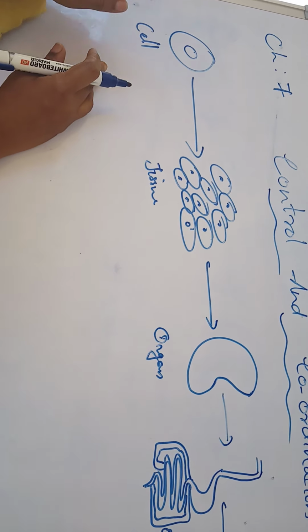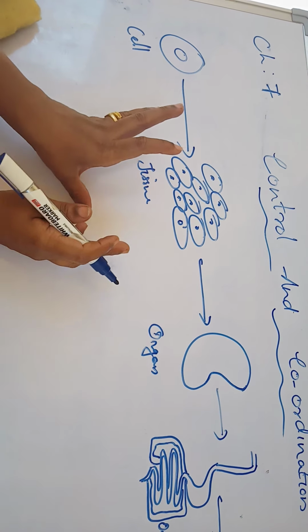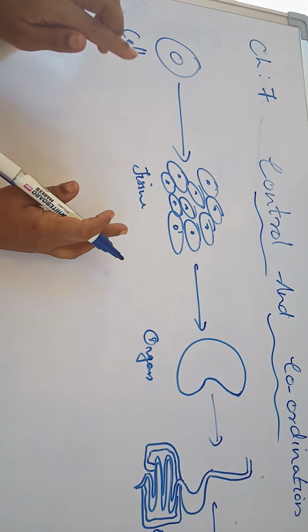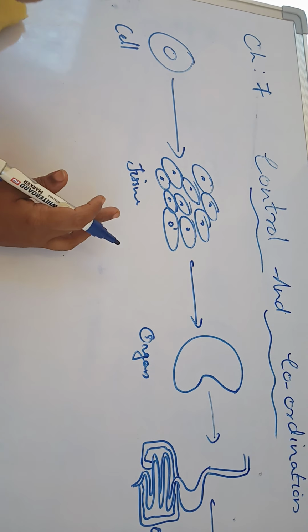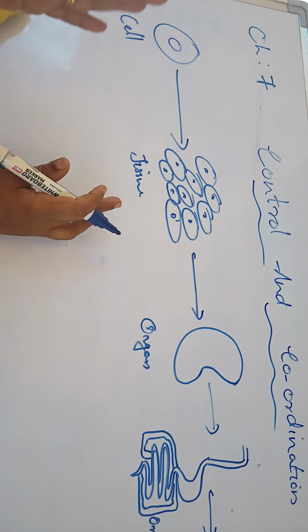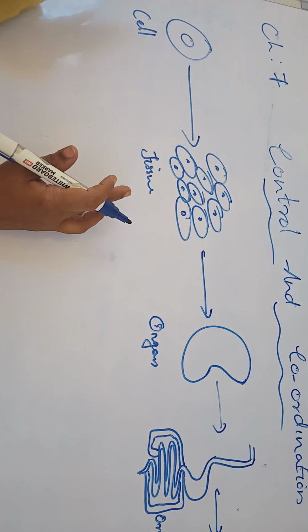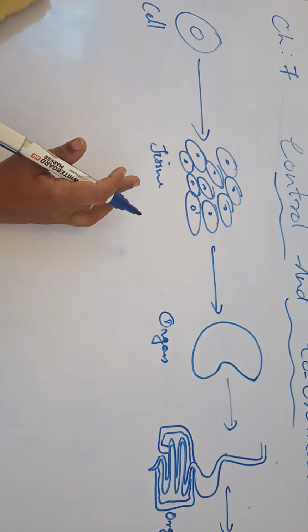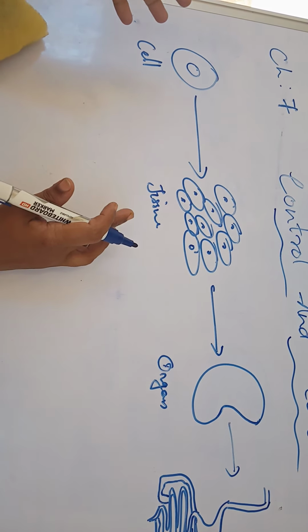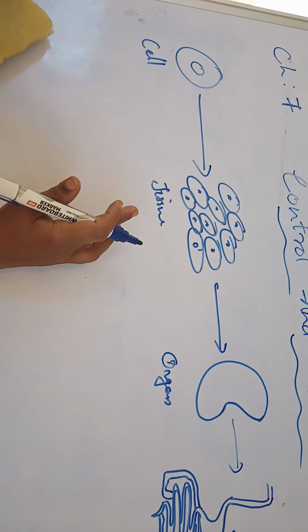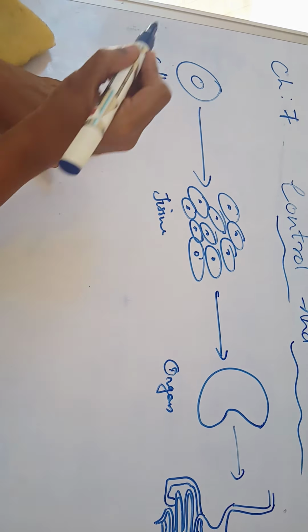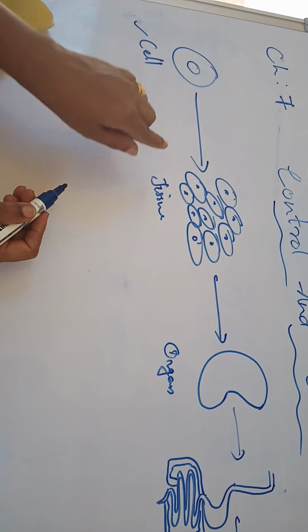What is cell? We have learned in class 9 cell and tissues, separate chapters we have learned. What is cell? Cell is structural functional unit of life. It is a basic unit of life. We have also learned cell is microscopic, and within the cell itself there are cell organelles which are having different structure and function. This topic we have covered in class 9.